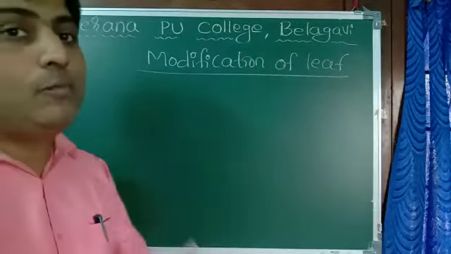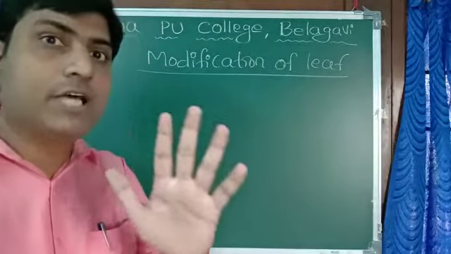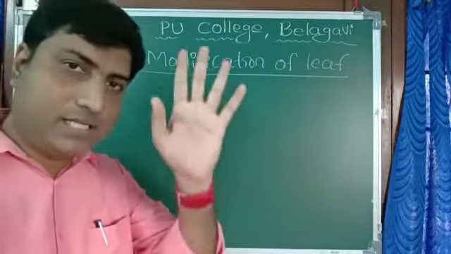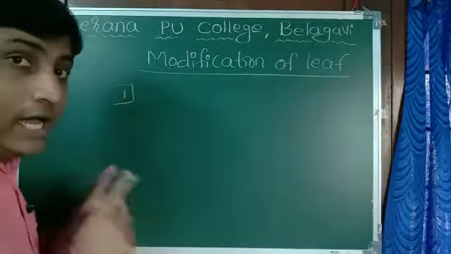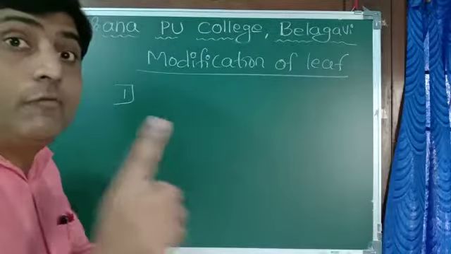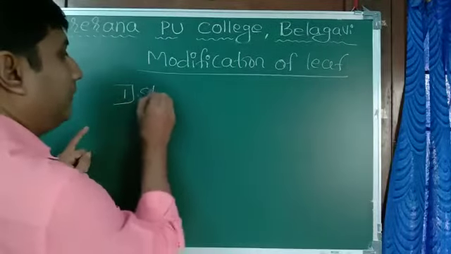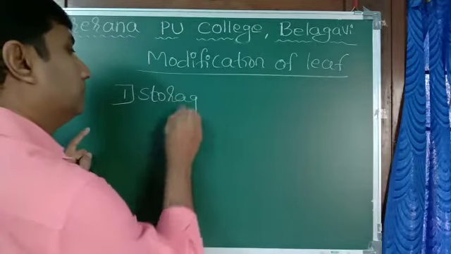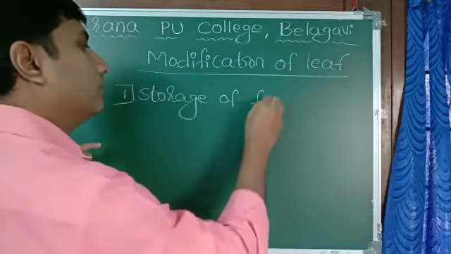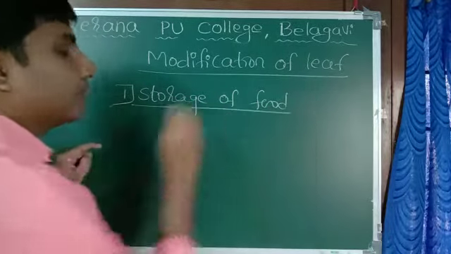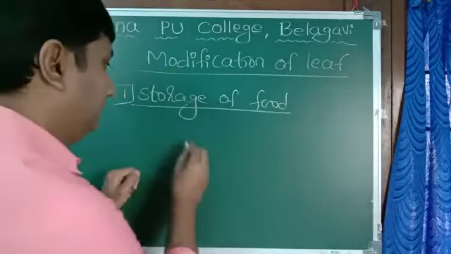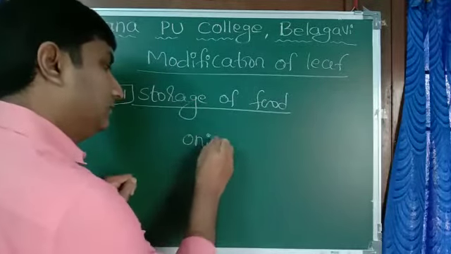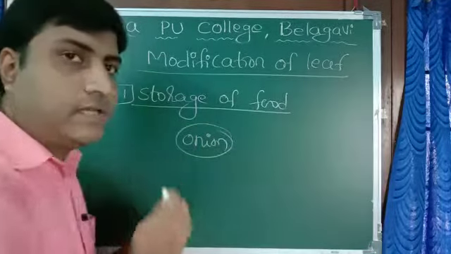Next we'll move on to modification of leaf. How leaves are modified. There are many interesting features in this. First one, leaves are modified to store the food, storage of food. That is nothing but onion. Garlic. Onion is the best example.